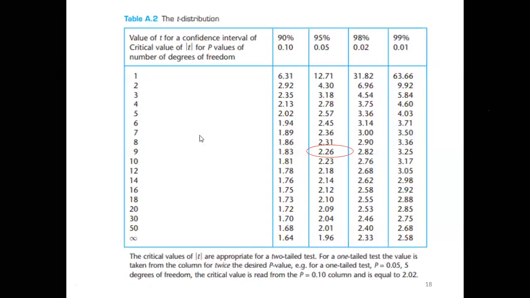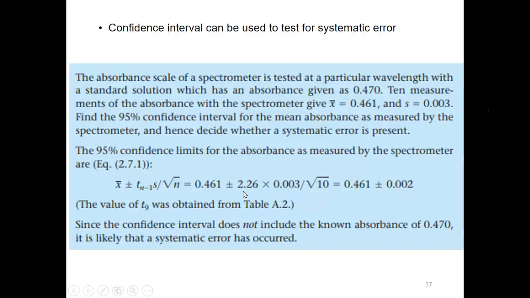The table is here, and the t9 value at 95% confidence is 2.26. Then substitute that t9 value here, and the standard deviation has been given as 0.003, and square root of 10, where 10 is the number of measurements. When you solve it, you will get 0.461 plus or minus 0.002.